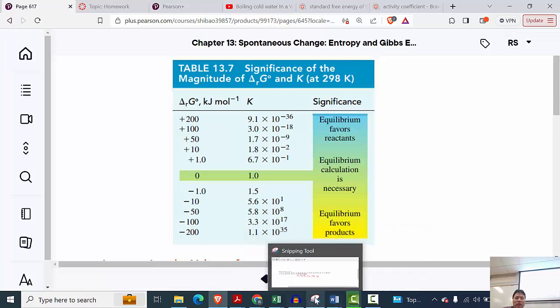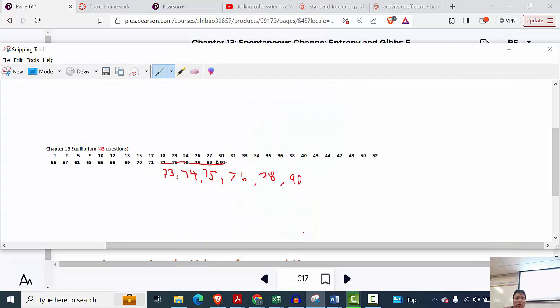But before I do the calculation for the K value, I made a change to the homework here. And so the change is, you can cross out 72, 78. I'd like you to do 73 instead, 74, 75, 76, 78, and 90. And just eliminate those last 6 problems. This is for chapter 15. I'll post this on Canvas as well. And so there's a change to the chapter 15 homework, just the last 6 problems.